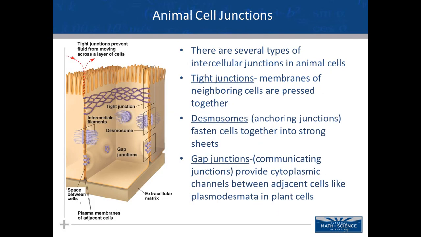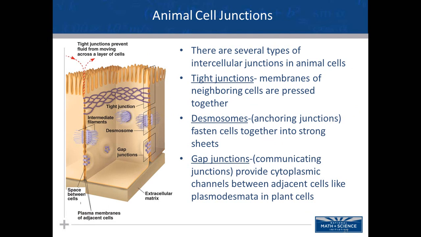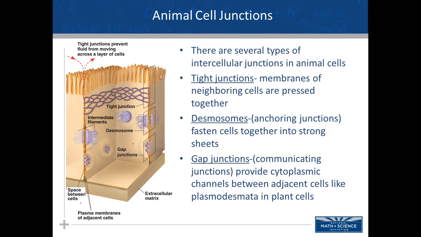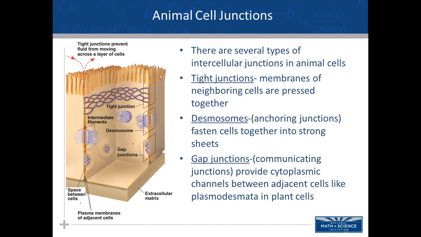Animal cells, like plant cells, have ways to communicate to one another through different kinds of junctions. So animal cells actually have three different types of junctions. One is called a tight junction. And tight junctions are neighboring cells that are basically pressed together. Think of it kind of like a rivet, if you will. Now, desmosomes are anchoring junctions, and they fasten cells together into strong sheets. And then you have your gap junctions, and gap junctions are communicating junctions.